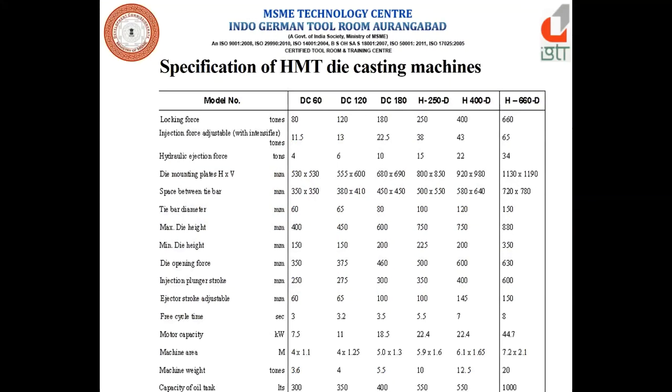So these are the specifications of any particular machines. On the screen we show the HMT die casting machine specifications. Depending upon the model number, there are different tonnages available in these machines. Generally machines are available in 60 tons, 120 tons, 180 tons, 250 and more, and now up to 1300 and more tonnages are also available.